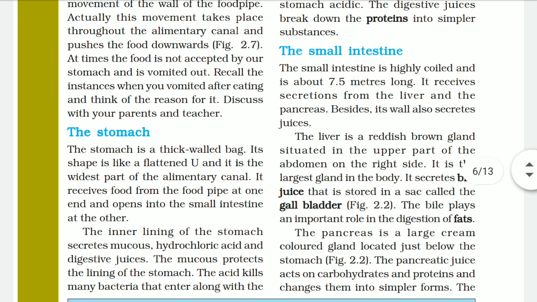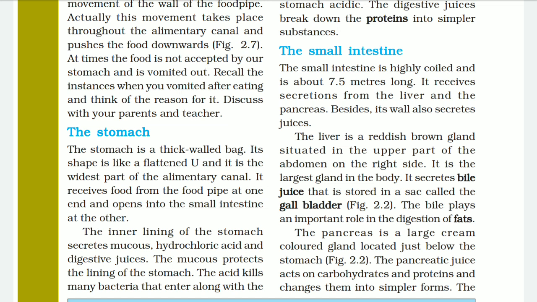The small intestine is highly coiled and is about 7.5 meters long. It receives secretions from the liver and the pancreas. Besides these, its wall also secretes juices.